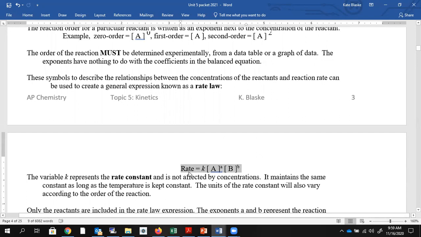where rate is at the beginning. Oftentimes we just write the word rate to show this relationship, but that's that molarity per second or molarity per minute number. K is our rate constant. We'll talk about that in just a minute.